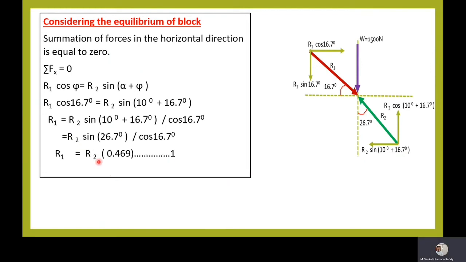Therefore, after simplifying this, we get R1 is equal to R2 into 0.469. This is equation number 1.